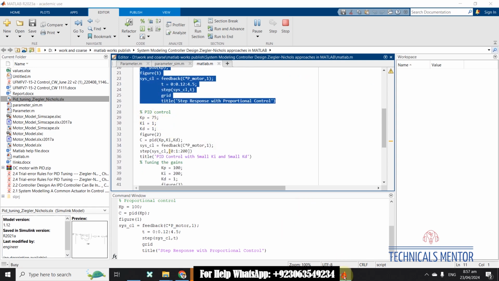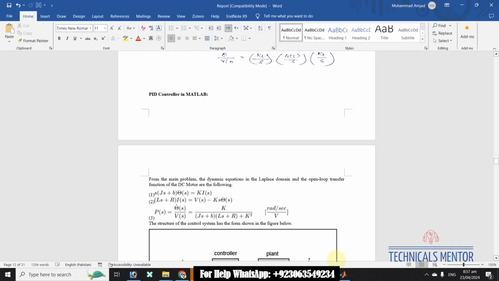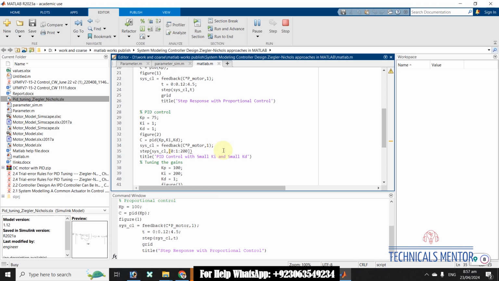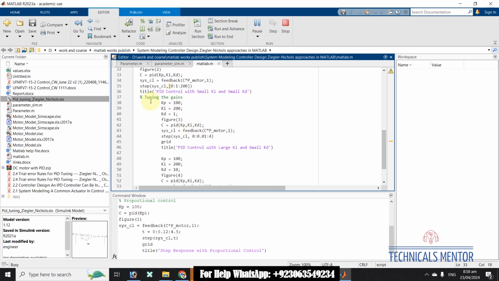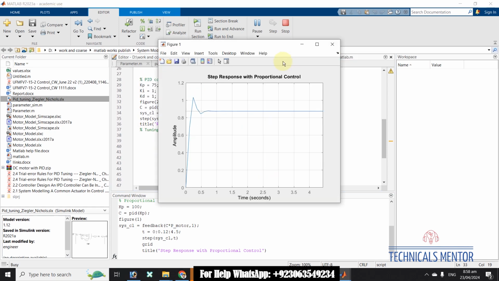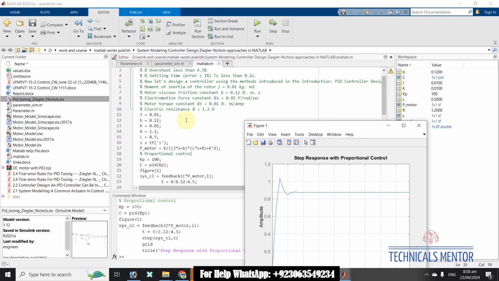Next we will move to PID. The program is running, so we are discussing one more thing: PID control. Kp 75, Ki 1, Kd 1, figure 2. We will get the PID controller by using this command. Then we will do system calculation. Then we will calculate the step response. This would be PID control with small Ki and small Kd. Next we will tune the gains. So this is our output from these commands.